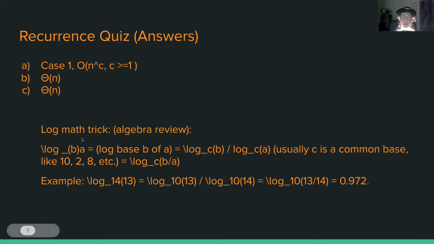And a little log math trick we have is if you have log base b of a, you do log base c of b over log base c of a. c is usually a common base, like decimal or 10, binary or 2, octal or 8. And it becomes log base c of b over a. An example from the problem we had before: log base 14 of 13 is log base 10 of 13 over log base 10 of 14, which is 0.972.